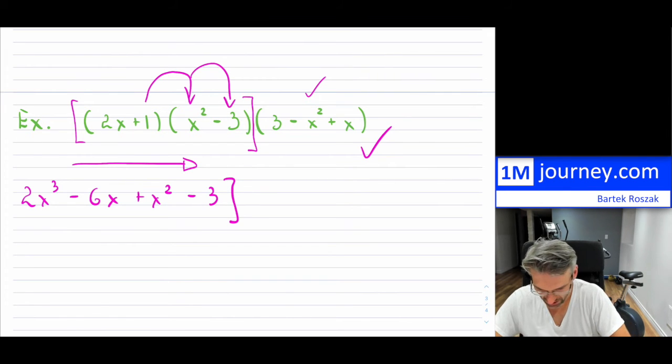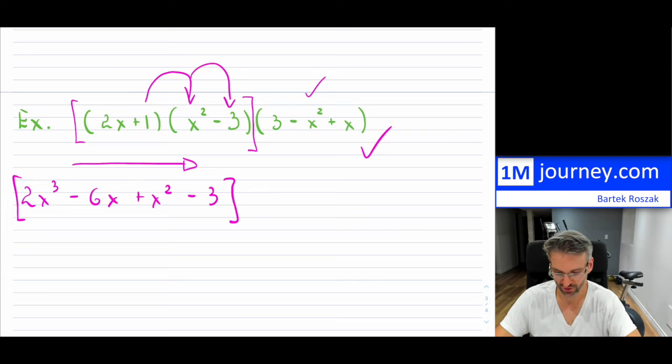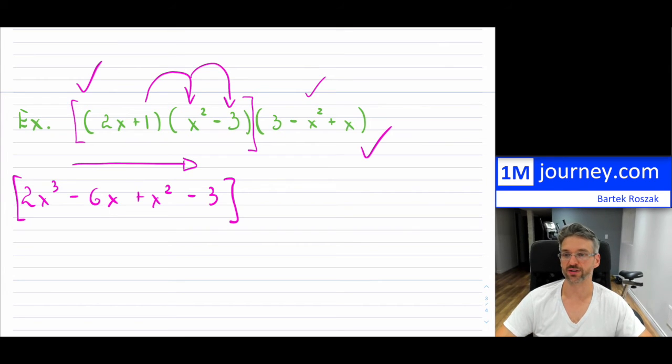And notice that this is your first big factor that you've now created. And you can check, are there any like terms within here? So it actually doesn't look like it, right? Because we have an x cubed, and then we have an x, and then x squared.